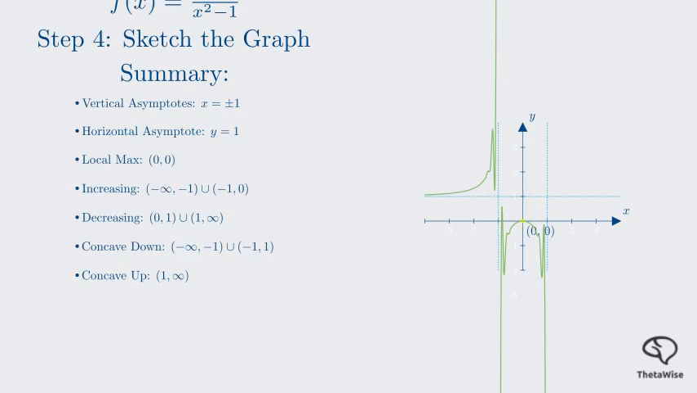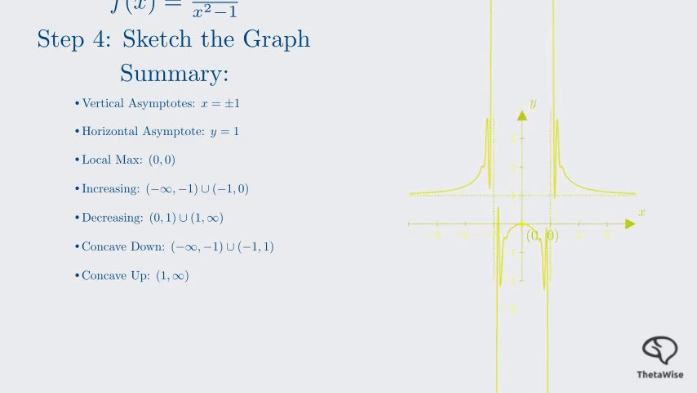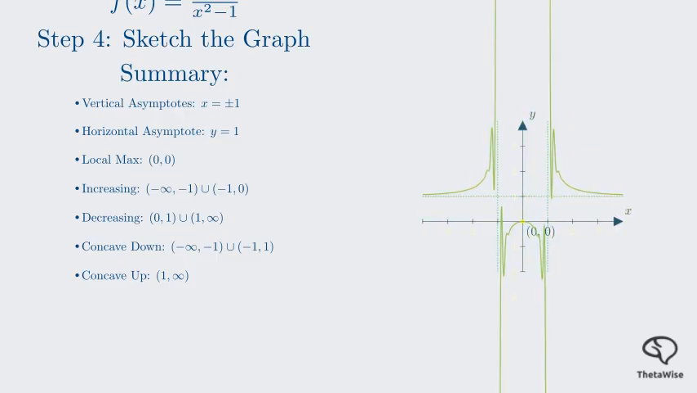Finally, for the right section, where x is greater than 1. We know the function is decreasing and concave up, and also approaches the horizontal asymptote, y equals 1. The graph comes from the vertical asymptote, x equals 1, decreases, and then approaches the horizontal asymptote, y equals 1 from above. And there you have it. The complete sketch of the rational function f of x equals x squared over x squared minus 1. We've successfully used derivatives and asymptotes to create an accurate graph.